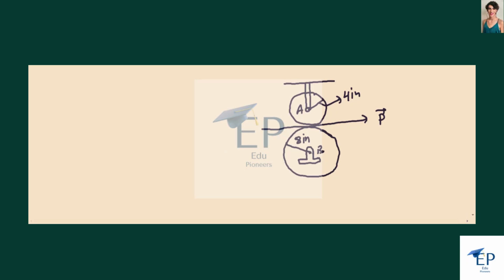Hi everyone, here it is. Given a welt of negligible mass passes between the cylinders A and B and is pulled to the right with the force P. Cylinders A and B have weights.